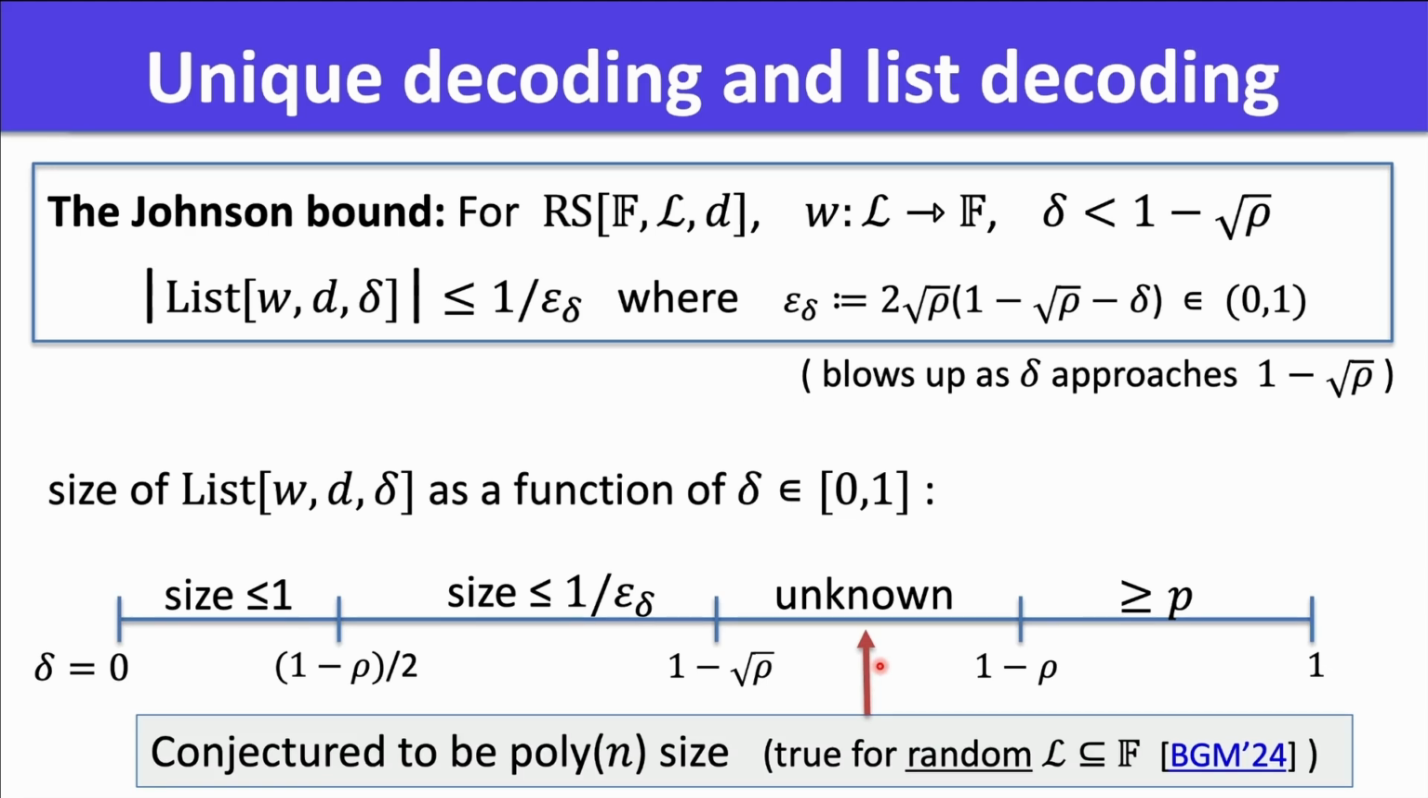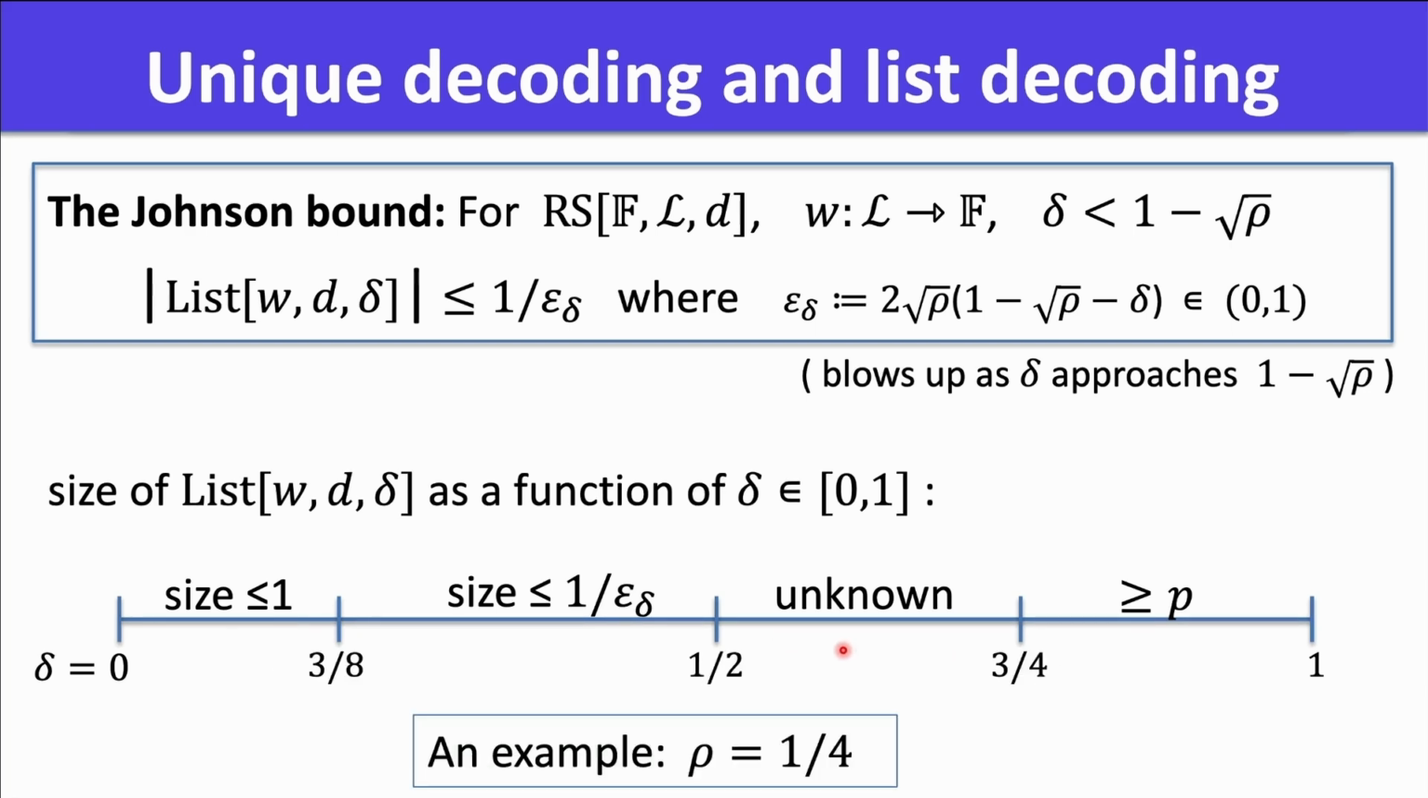Unfortunately, in our case, we're not going to use a random L. We're going to use a very structured domain, and so this result doesn't apply to us. And for structured domains, it's still unknown how list decoding behaves when we're above the Johnson bound. Maybe one of you can actually resolve this question. It's a very interesting question.